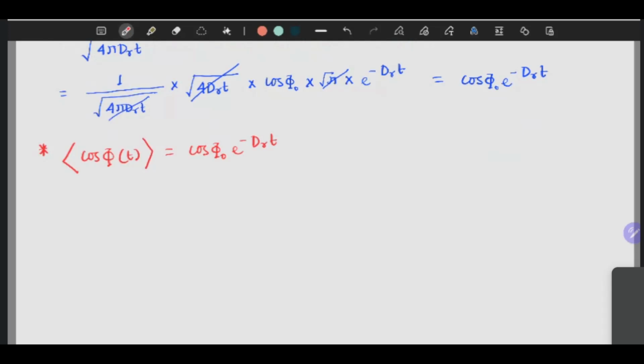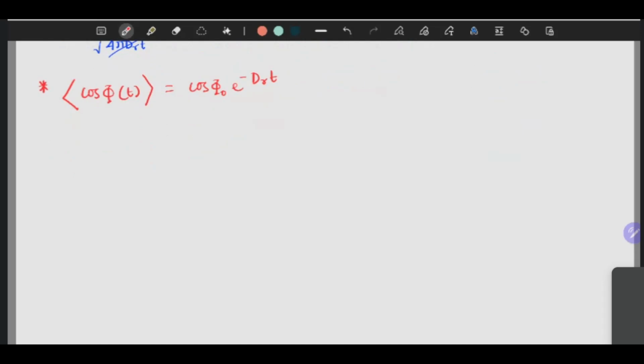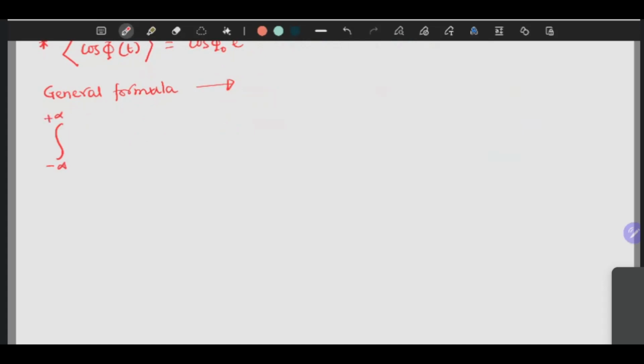Now if you do the same thing, now this general form, the general formula of this expression, minus infinity to plus infinity e to the power minus x square cos bx plus c dx is equal to root pi e to the power minus b square by 4 into cos c.